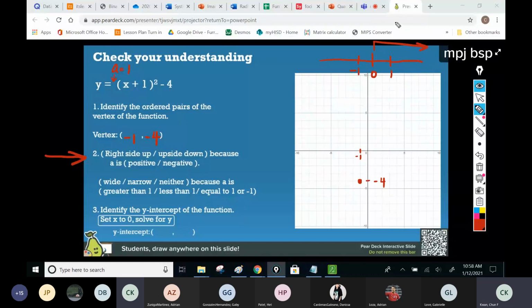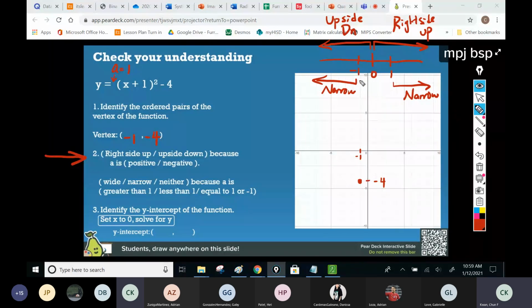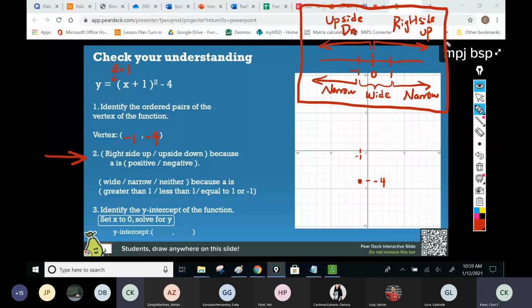A positive number is right side up. A negative number is upside down. And then greater than 1 is narrow. Less than -1 is also narrow. In between them is going to be wide. So look at this number line. Try to memorize it.